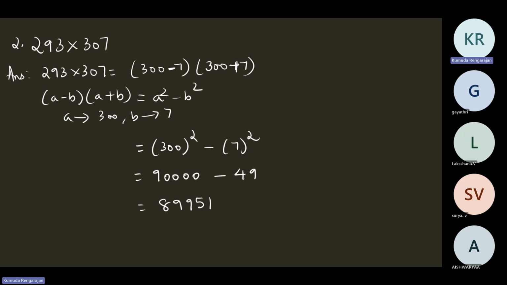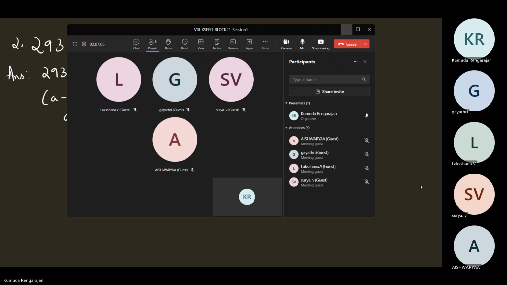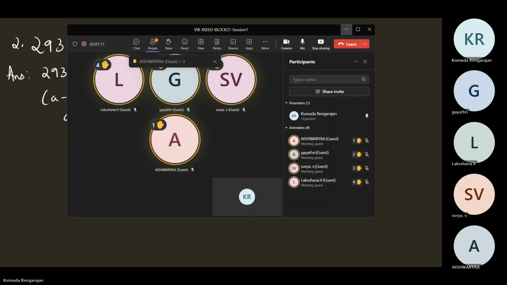Children, use the emoji. Raise your hand. Gayatri, Aishwarya, Surya, and Lakshana.